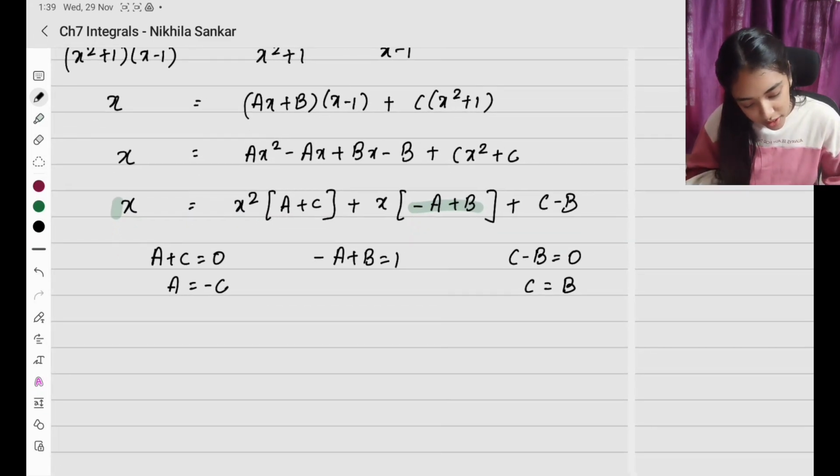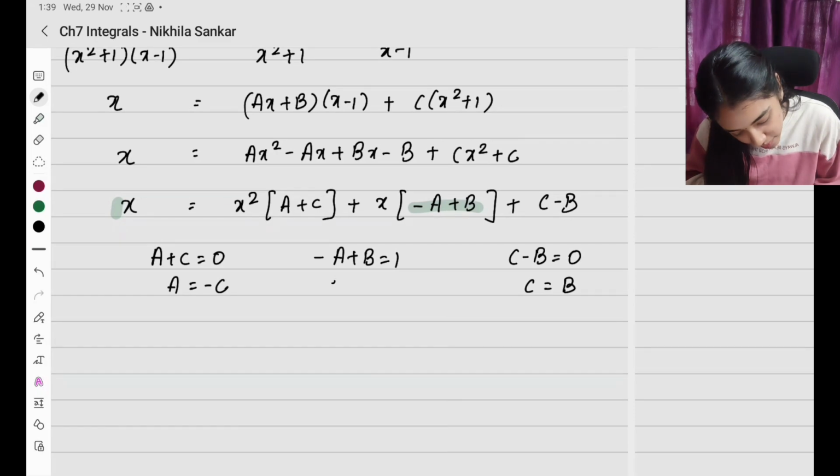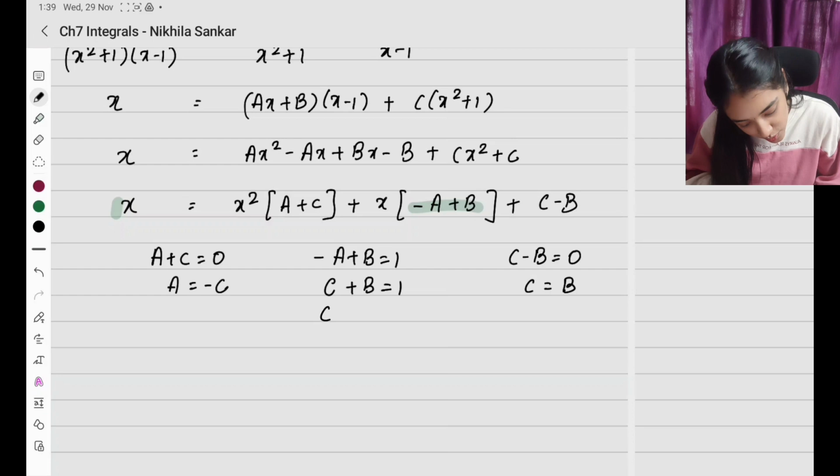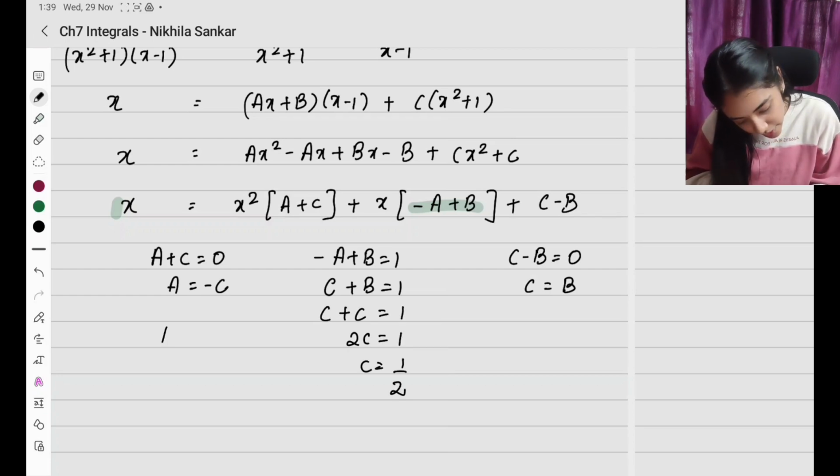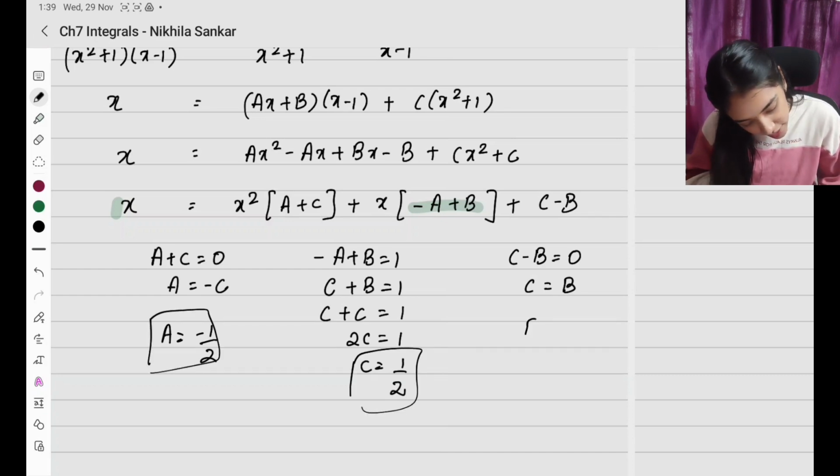So what happens when we substitute? A equals minus c, so I can write minus a to be c. So c plus b equals 1. From here, what do we know? C and b are equal, so I have c plus c equals 1. 2c equals 1, c equals 1 divided by 2. So a equals minus 1 divided by 2, and b equals half. We have found all the values.